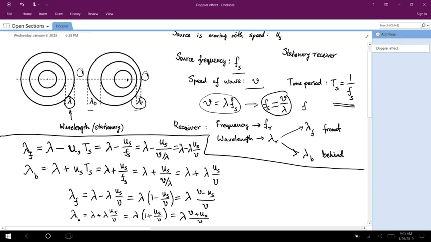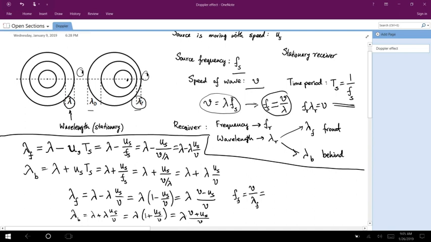We know that Fr times lambda r is equal to V, because the speed of sound in any of these cases is exactly the same, or the speed of the wave in this case. Right? It's always the same. So then we can talk about a frequency in front. So Ff is going to be equal to V divided by lambda f.